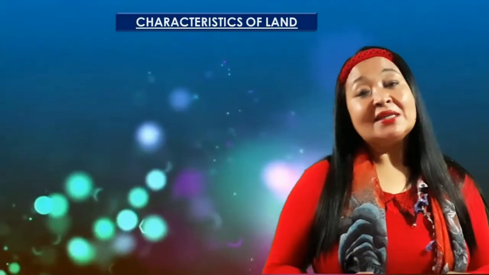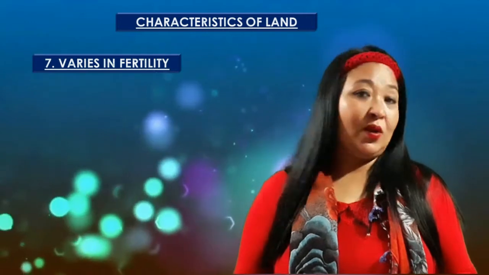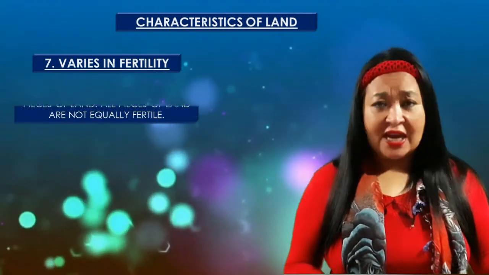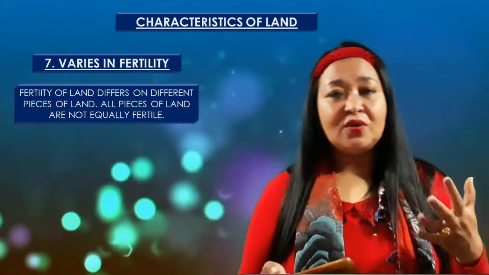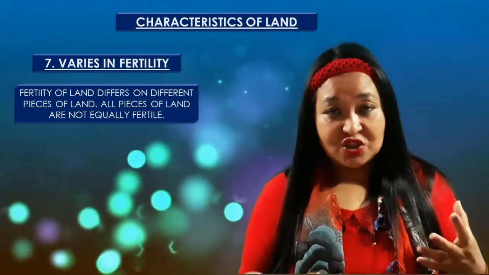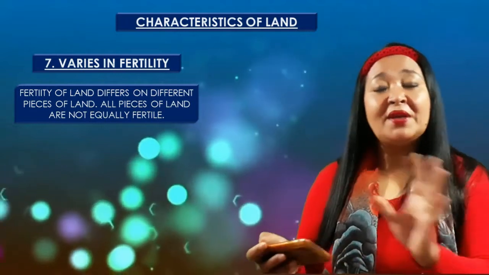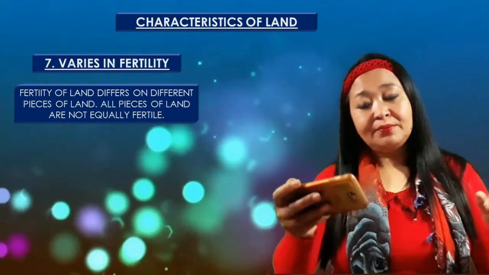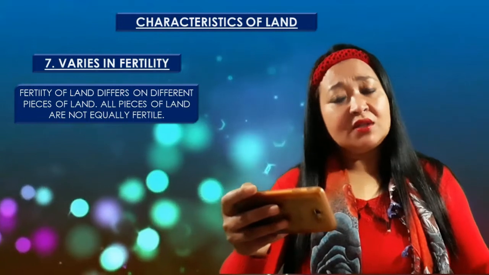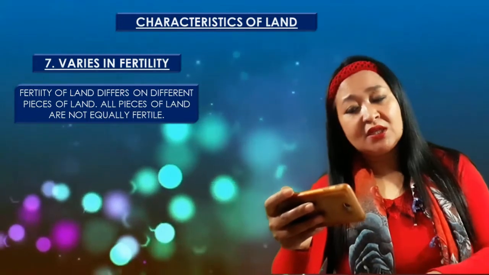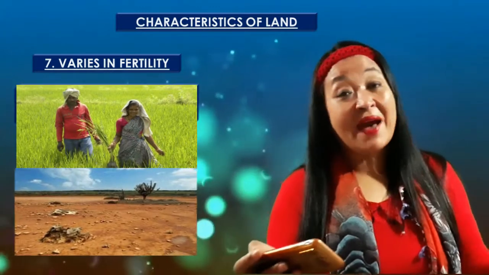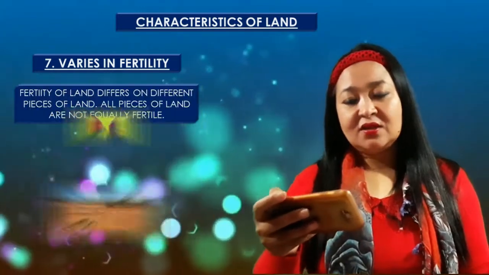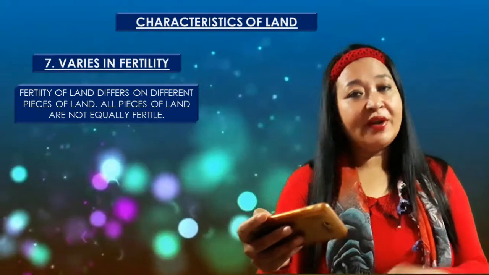Alright, the next characteristic is that land varies in fertility. Every piece or every plot of land is not equal. Some parts of land may be very fertile, some may be very barren and not suitable for cultivation. So each and every piece of land differs and varies in terms of fertility. Some may be very fertile, some may not. Some may be very barren, some may not. So it cannot be the same or equal.